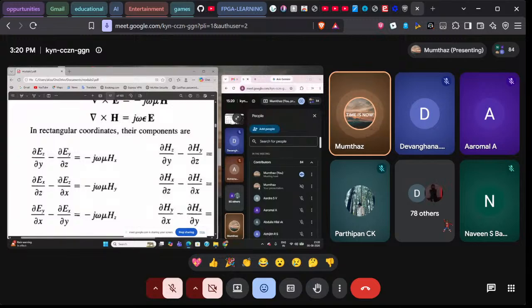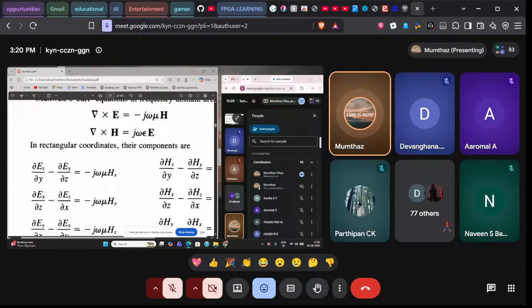Okay, you can't randomly write two of them, you have to check for the sign and write it. So z and y, x and z, then y and x. And the answer will be, of course, if you learn this equation j omega mu, then it is easy to write these answers here.